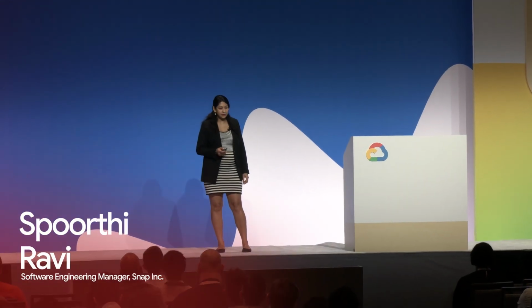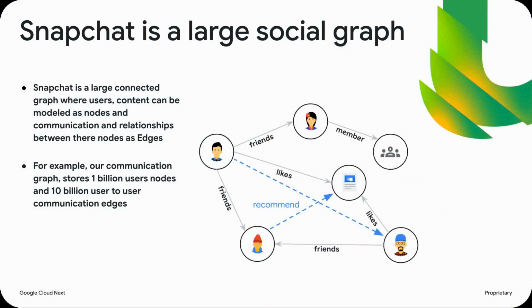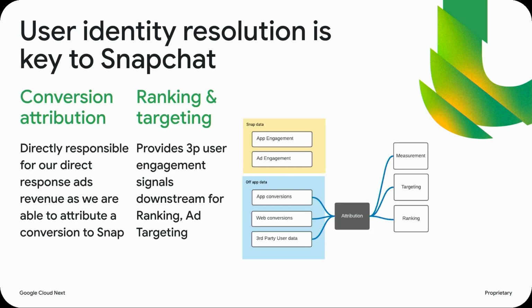Hey, everybody. I'm here to talk about a few graph use cases at Snapchat. Snapchat itself can be thought of as a large graph where the users, their friends, their content, ads can be modeled as nodes, and the relationship between them can be modeled as edges. Our communication graph has over 1 billion user nodes and 10 billion communication edges between them. Today, in particular, I want to cover the Snap Ads attribution use case, which involves identity matching.